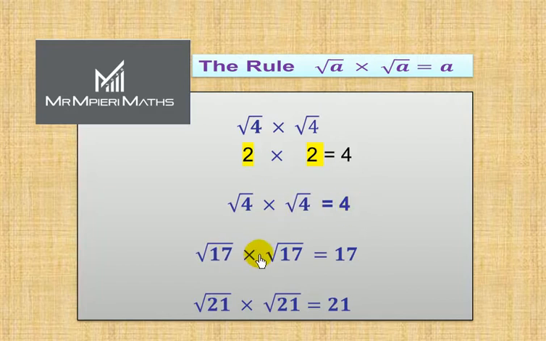Root 17 times root 17 is 17. Root 21 times root 21 is 21. And it follows on from that pattern. Root 100 times root 100 is 100. And so on and so forth.